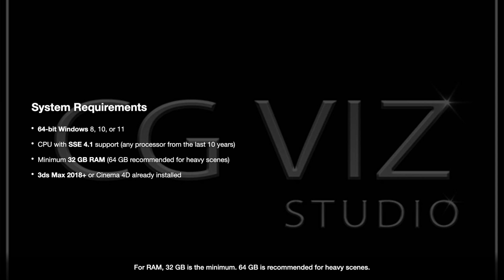For RAM, 32 GB is the minimum. 64 GB is recommended for heavy scenes. You also need 3ds Max 2018 or newer, or Cinema 4D already installed on your machine.